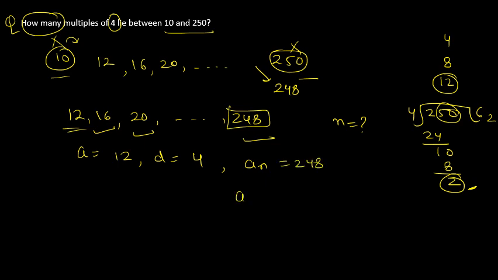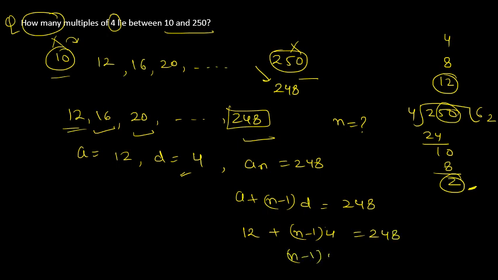What's the formula of an? It is a plus (n minus 1) into d, right? So a is 12. We don't know n, we have to find it out. Then d is 4. Equal to 248. So 12 plus (n minus 1) into 4 equals 248. Subtract this 12: 8 minus 2 is 6, 4 minus 1 is 3.